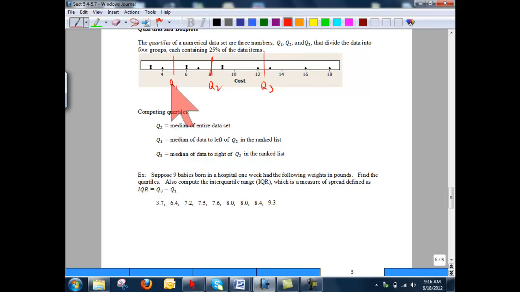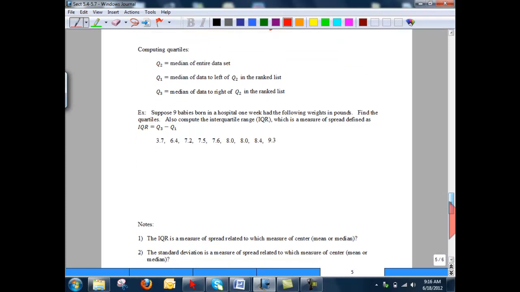And then Q1, the job of Q1 is to take the lower half of the data and split it into halves. So this is the lower 50%, and then I split it into 2 groups of the lowest 25% and the next lowest 25%. So what I should do is take the lower part of the data set after I've already found the median and find the median of that. And likewise for Q3, find the median of the upper half. So on an example, it looks like this.